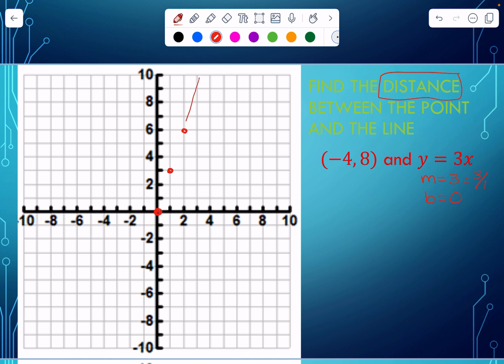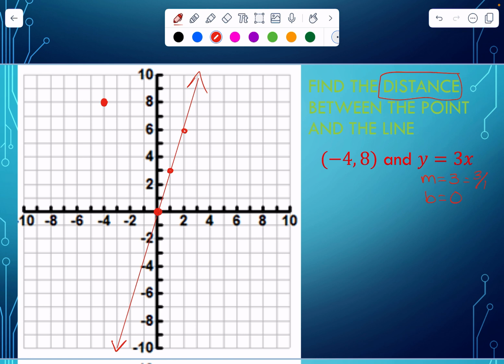Okay, so now I'm going to take that. I'm going to draw my line in, and we're going to keep that as straight as we can going through all of those. My point is at negative 4, 8. 1, 2, 3, 4. So here's my point. Now, here's what we know.